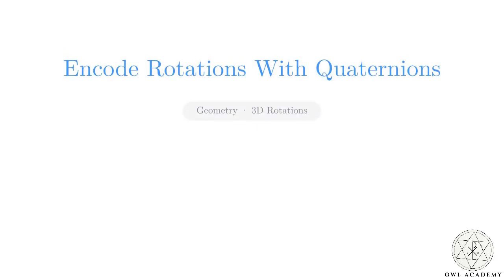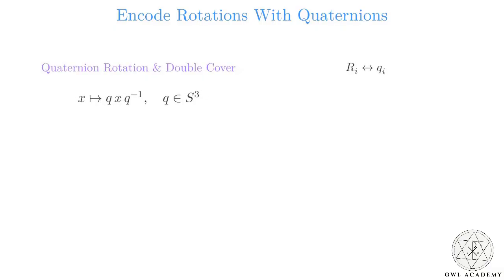This video shows how to represent 3D rotations using unit quaternions instead of rotation matrices. Quaternions power robotics, computer graphics, and aerospace systems because they avoid gimbal lock and compose efficiently. You'll learn to map rotations to the unit sphere, conjugate points by quaternions, and resolve the sign ambiguity with a clean convention. We'll replace each rotation matrix with a unit quaternion living on the 3-sphere.